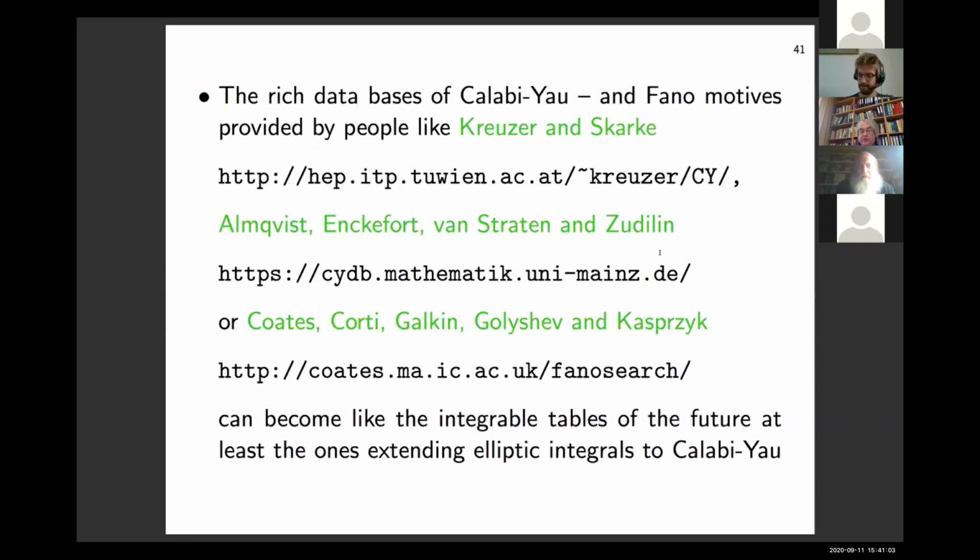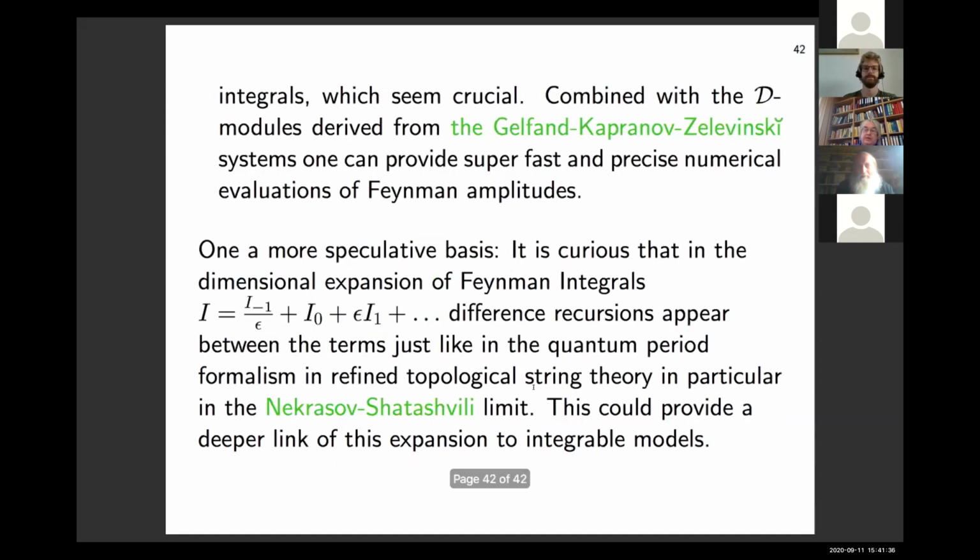And then there is also a very important list about finding these holomorphic solutions for the Fano varieties that we also used. They can be found at this web page called Fano Search. I wish this thing had a little bit more inverse searching, but with a couple more features, they can become like the integral tables of the future, at least the ones that extend elliptic integrals to Calabi-Yau integrals. And they can be extremely useful.